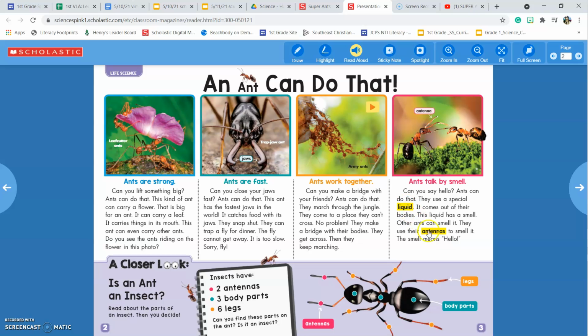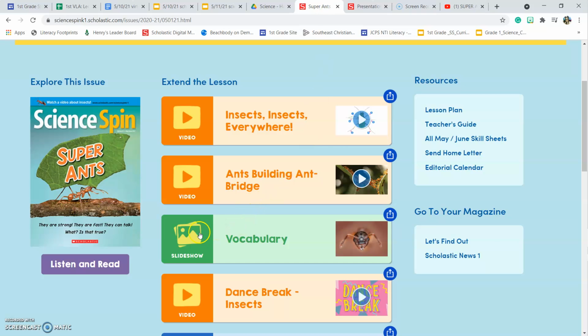And those are bold and highlighted in this article. They are vocabulary words that we are going to learn about. Then you're going to answer some questions based off of what we learned. So let's click on the vocabulary.